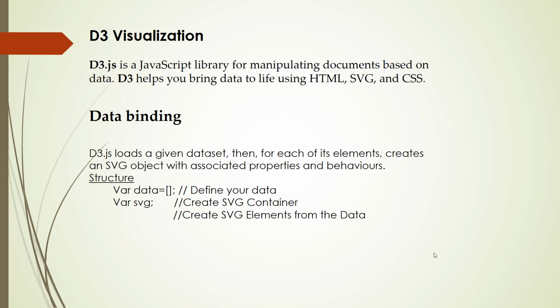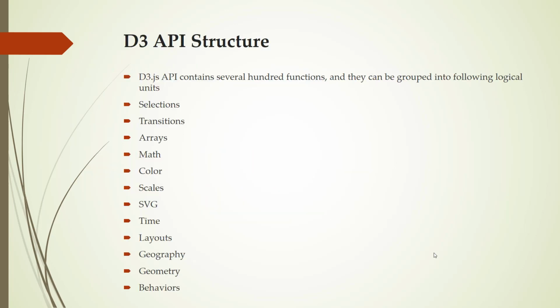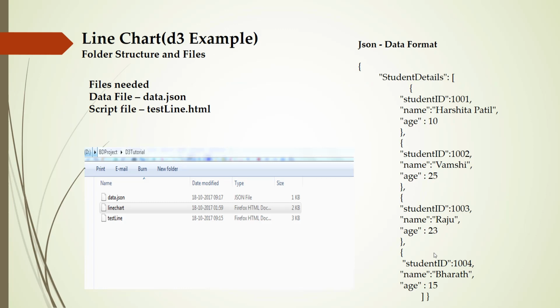And the data binding. The data in D3 visualization is always in the form of an array, so we have chosen the JSON file format for the visualization. The D3 API contains several hundred functions, grouped into logical units in the following format: selections, colors, scales, SVG, layouts, and behaviors, along with a variety of data transformations. Among all these, we have chosen line for our POC in the project. This is the basic folder structure. We need a data file in the array format, as I mentioned before. The right side is typical JSON format data, which we will be visualizing using a line chart.